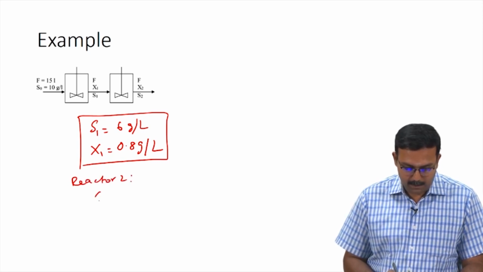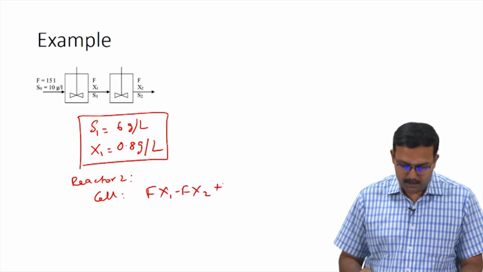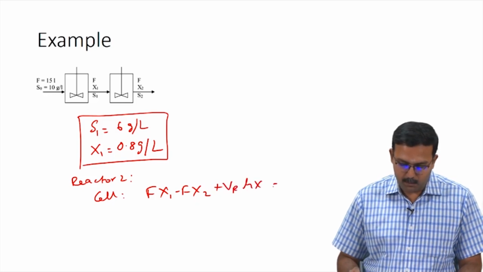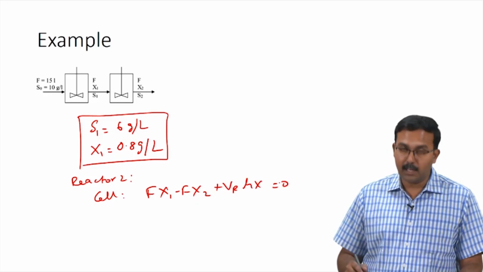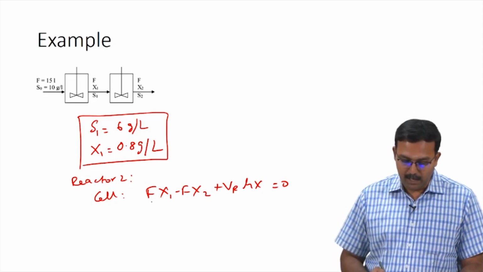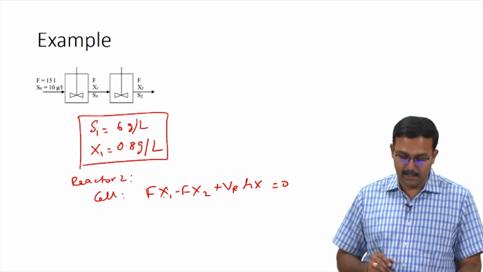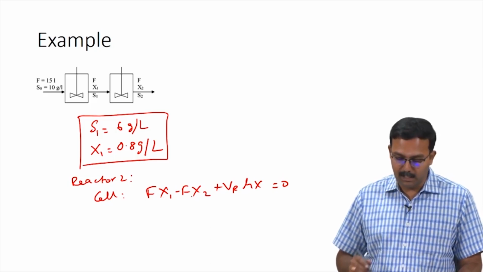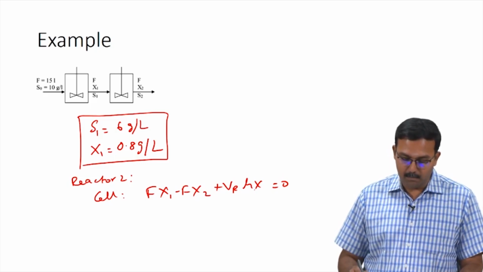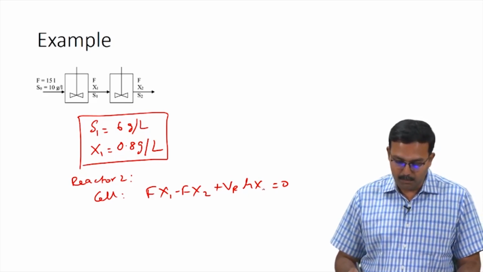We can write a cell balance. The cell balance would be Fx1 minus Fx2 plus Vr mu x equals 0. Here we are assuming there is no cell death or accumulation because it is steady state. So, we have Fx1 as the biomass entering the system, Fx2 is the biomass leaving the system, and Vr mu x is the biomass being generated. So, this would be mu x2.